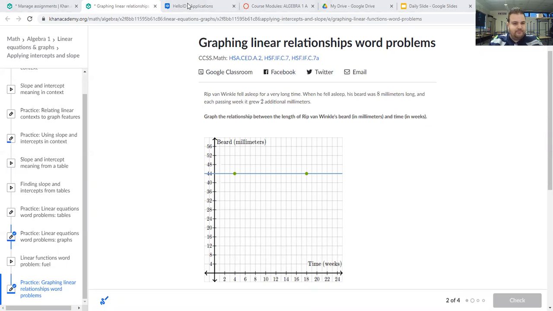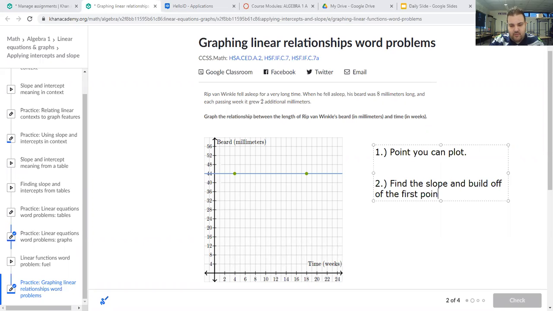I will let you know ahead of time that on all of these problems you're going to be doing in this section of Khan Academy, you're always going to be wanting to look for a point you can plot. That's the first thing you need, some point to plot. And then the second thing is you're going to want to find the slope and build off of the first point to plot another point. Those are the two things we're going to be looking to do here. Let me just leave that up on the screen and I'll talk about that with every single problem.